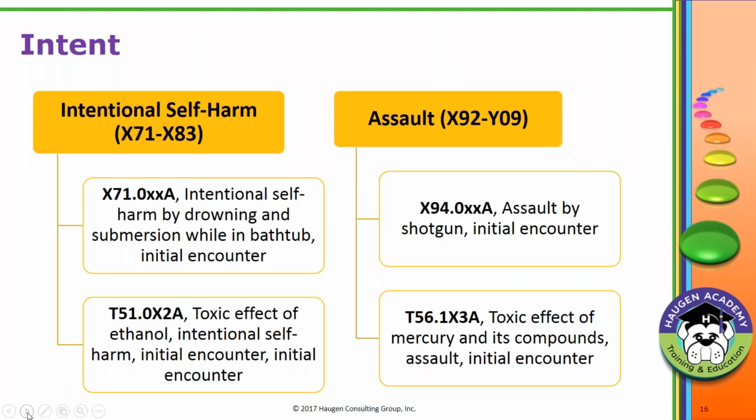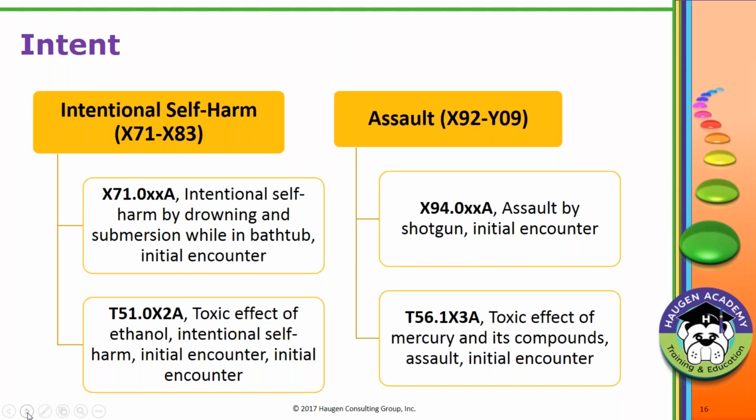All right, here's the intent, right? Let's take a look at some other possible intents of injuries that can be described by your external cause codes. Here's your intentional self-harm, X71 through X83. There's an example on your screen for you. And then you have the assault, X92 through Y09.